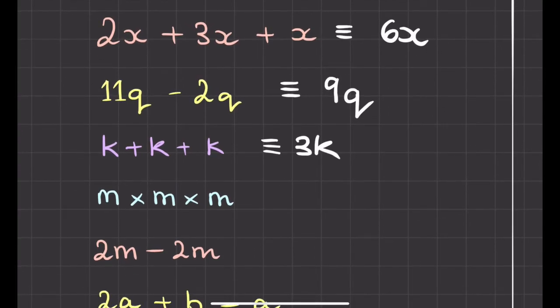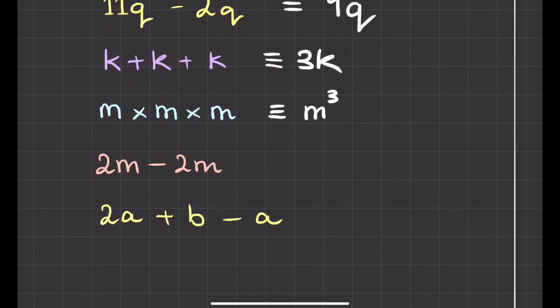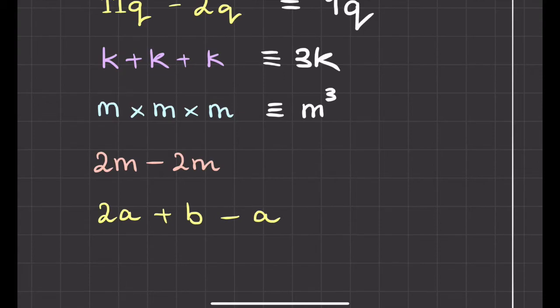m times m times m. Now, actually, this one is not 3m, is it? Because this is multiplication. So actually, you might remember doing indices or powers. So this is actually m to the power of 3. So that's a little bit more simply written, isn't it? So that's simplified.